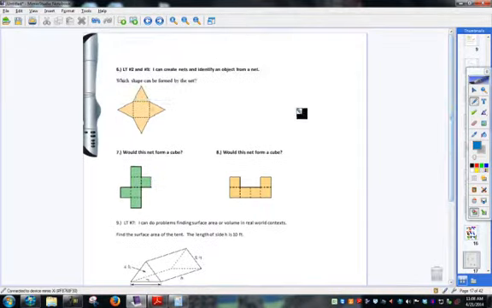This one here, learning target 2 and 3. Which shape can be formed by this net? Well, realistically, this kind of has 2 answers in a way, and we'll go over both those. I'm going to accept both. You can see this is the one that reminds me of a banana peel, and I can imagine these things folding up, and they're all going to meet at one common vertex. That's the very definition of a pyramid, right? So we know it's a pyramid.